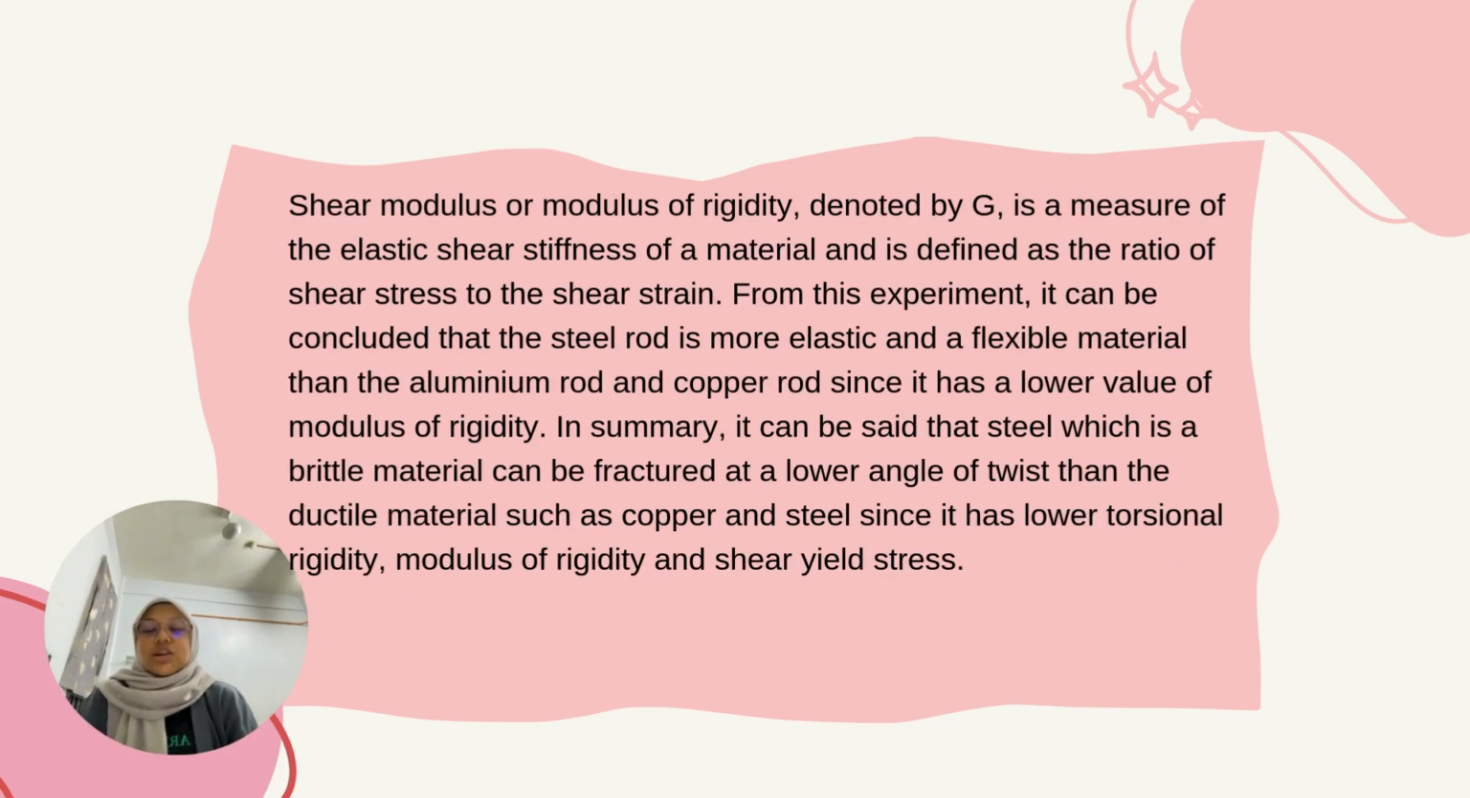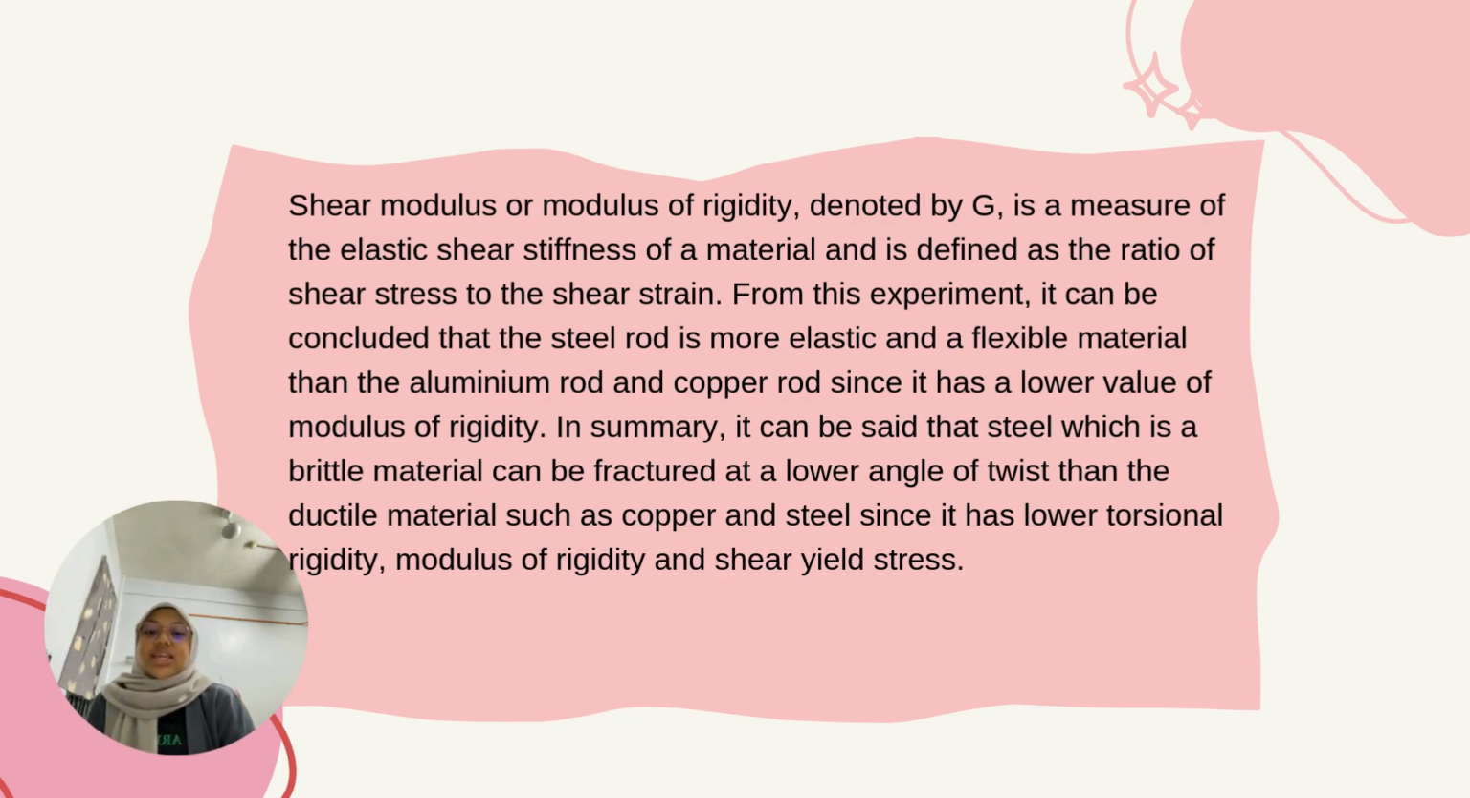Shear modulus or modulus of rigidity, which is denoted by G, is a measure of the elastic shear stiffness of a material and is defined as the ratio of the shear stress to the shear strain. From this experiment, it can be concluded that the steel rod is a more elastic and flexible material than the aluminium rod and copper rod, since it has a lower value of modulus of rigidity.